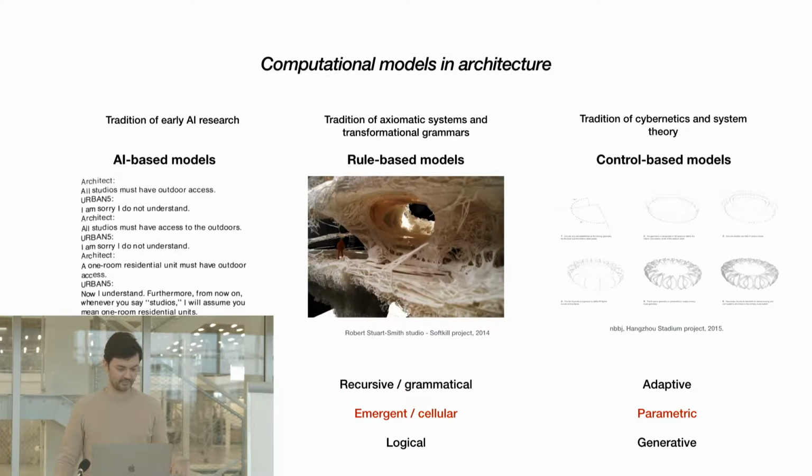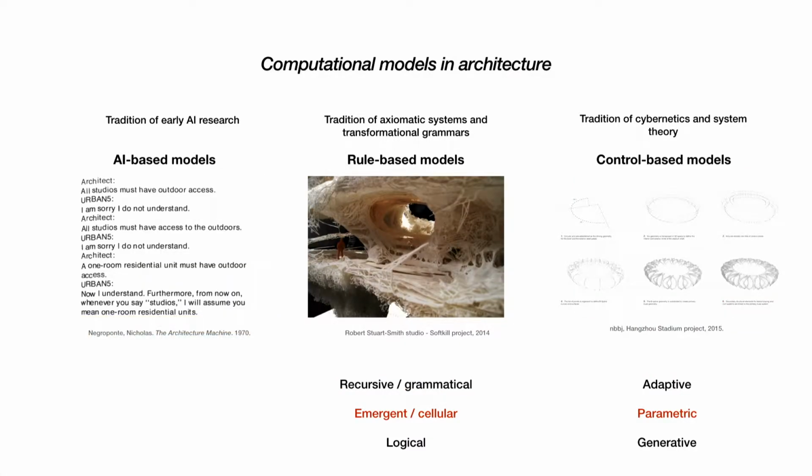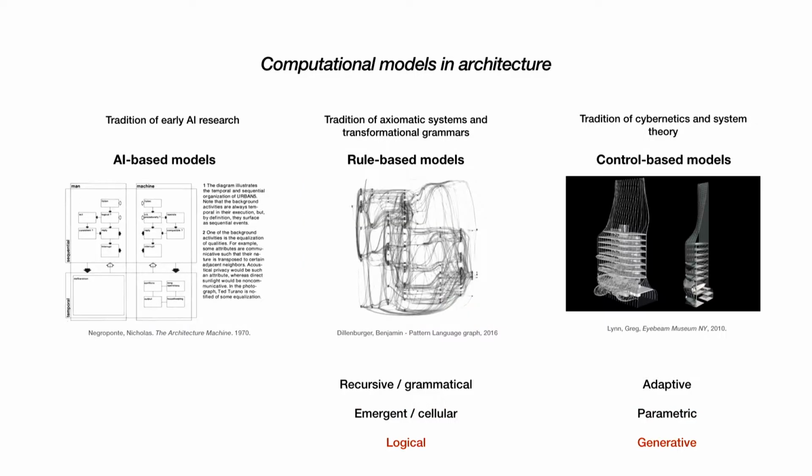Then if you go to the next step, within the rule-based models, you have these emergent or cellular models. And within the control-based paradigm, you have parametric models. And then finally, within this rule-based tradition, you have logical models. And within the control-based tradition, you have generative models. I will show you why they did it like this.